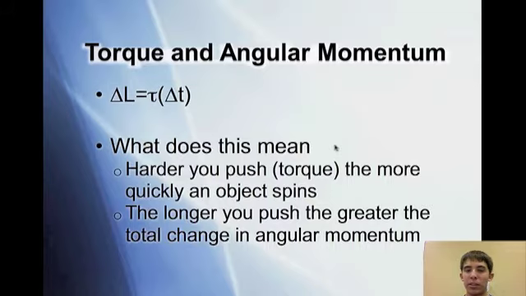What this equation states is that the change in angular momentum is equal to the torque times the change in time. What this equation tells us is that the harder we push and the longer we push, the greater the change in angular momentum.